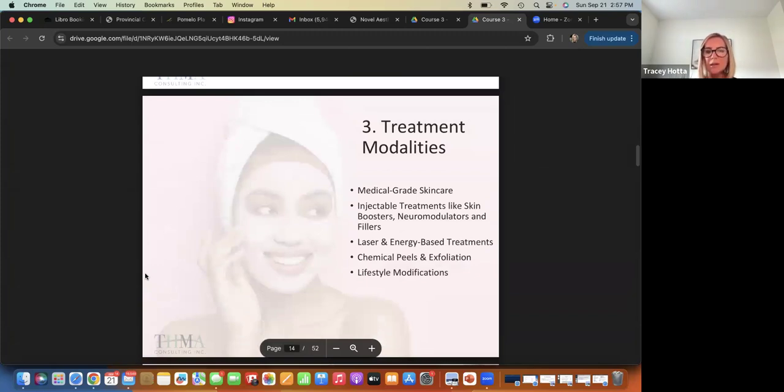So, treatment modalities. What are we referring to when we are talking about things we can do to the skin? So, we're going to talk about a few different things today, and about why each one of these is important. And typically, not one of these things will address everything, and a combination of all of these treatments typically would be your best way to affect skin quality or improve the overall look of somebody's skin.